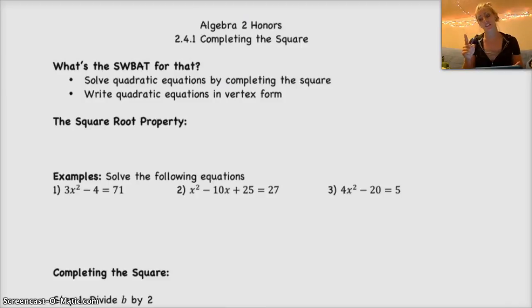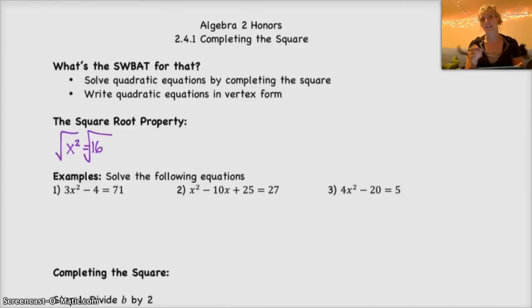Alright, so the first thing you need to know is this thing called the square root property. Basically, all that says is that if I have an equation that on either side has perfect squares, something like x squared equals a, or let's try a number, x squared equals 16, the square root property says that you can take the square root of both sides, as long as you do the same thing to both sides.